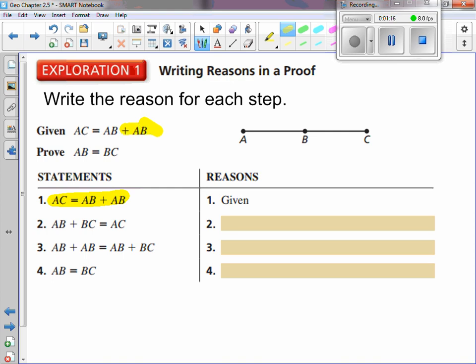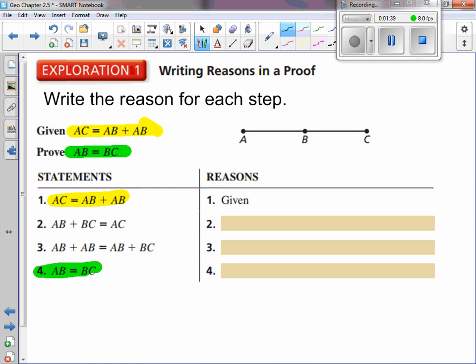Now, they want us to prove that AB is equal to BC. Our last statement, AB is equal to BC. So this is our start, this is our end point. They already gave us all of the statements. We're just going to need to write the reasons why, so we can go from one to the next.